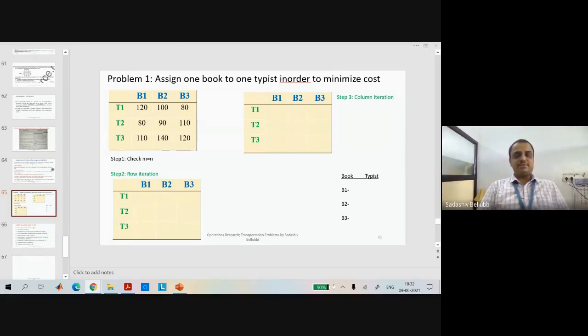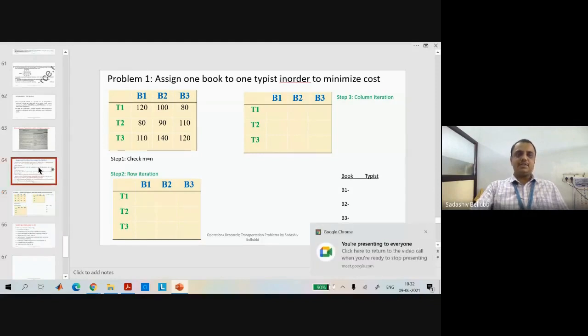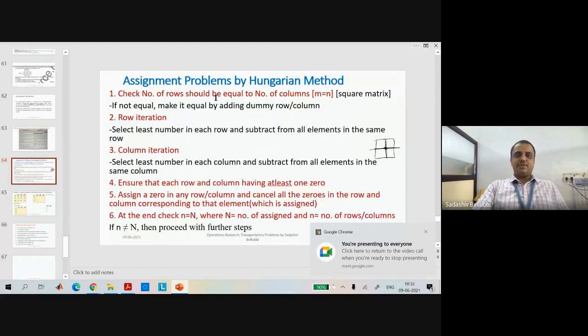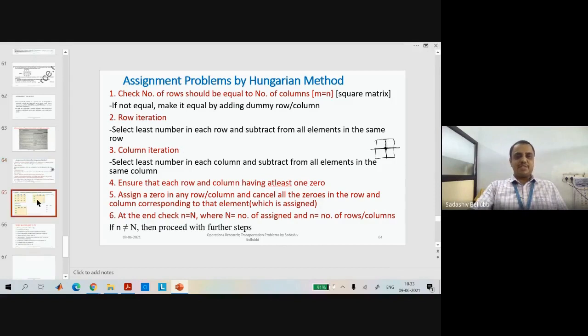What is the first step actually? What was the first step we have discussed? First step is check the number of rows and the number of columns. If it is equal, then it's fine. Otherwise, we're supposed to make it equal. After that, second step is row iteration, and the third step is column iteration. What do you mean by row iteration? Select the least number from each row and subtract it from all the elements. And third one is select the least number in each column and subtract it from all the elements in the same column. The same way we need to go now.